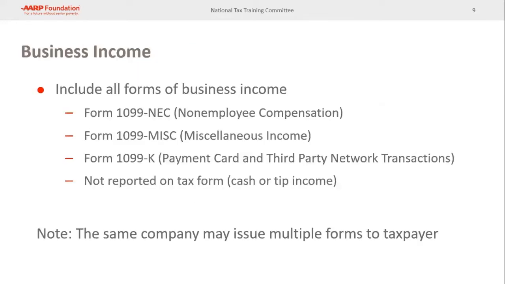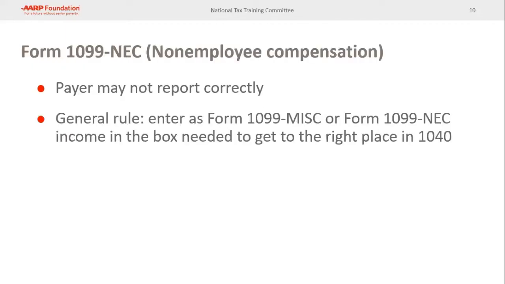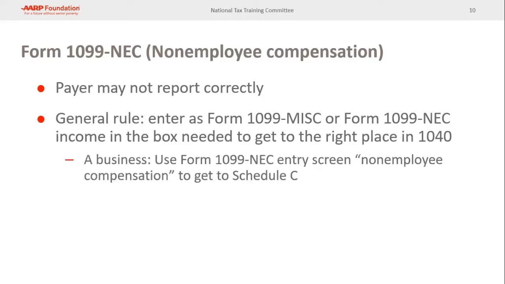Let's talk about how business income is reported to the taxpayer. It can be reported on a variety of forms, and some companies may issue multiple forms to the taxpayer, so be sure to include them all and ask about cash income. Taxpayers should provide records summarizing all of the cash received. In addition, the payer may not be familiar with the taxpayer's circumstances and may issue the wrong reporting form. The rule is to report the income and tax layer to ensure the income is reported in the right place in the 1040, regardless of the actual reporting form.